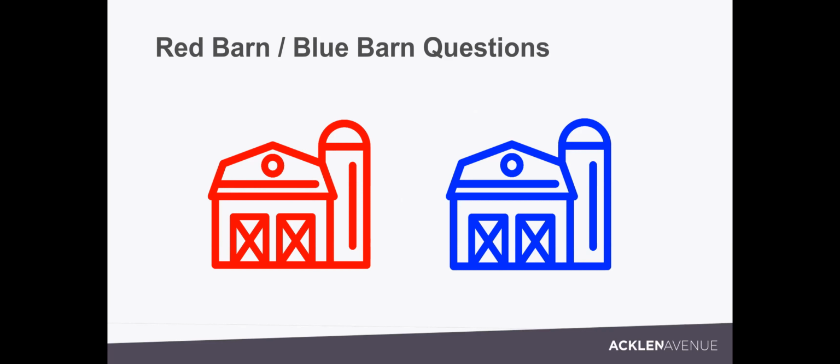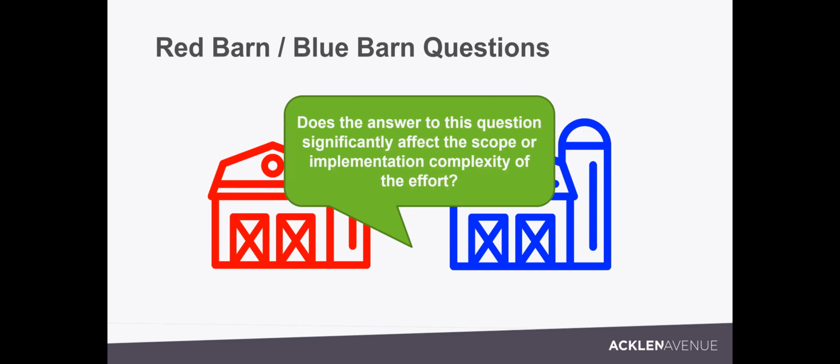Are we painting the inside and the outside? Are we painting the roof? Is there a lot of nooks and crannies? That should be the questions. The questions should be about the boundaries and sizing and complexity, and not about that detail that can be left to a later responsible moment. So if the answer to this question won't significantly affect the scope or the implementation complexity effort, I don't need to talk about it right now.